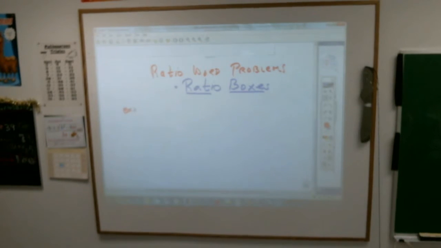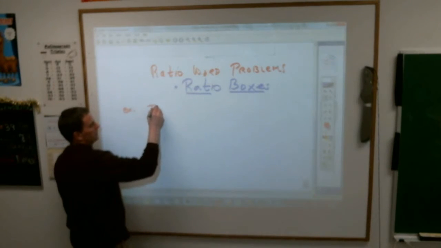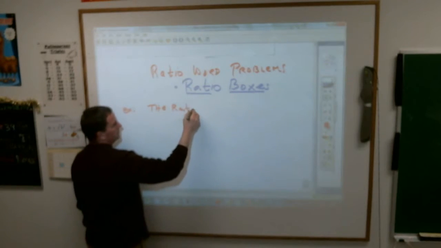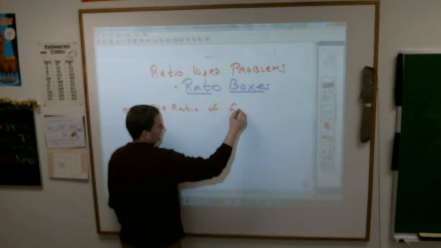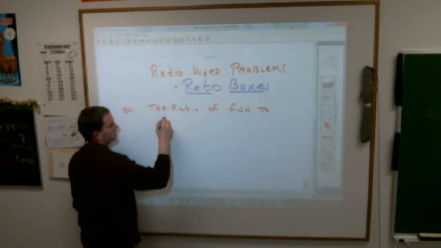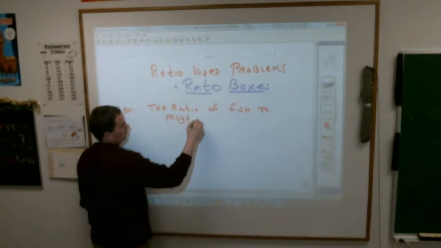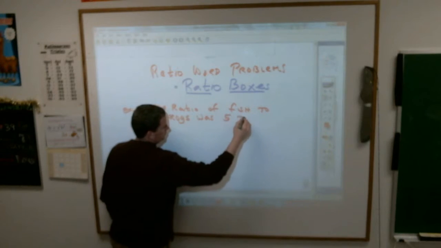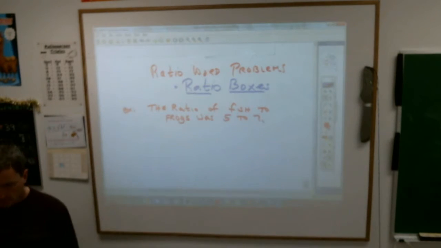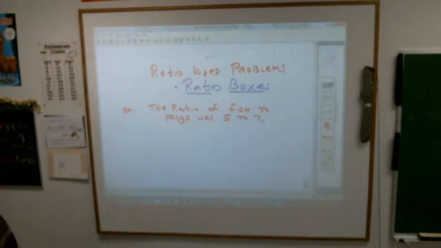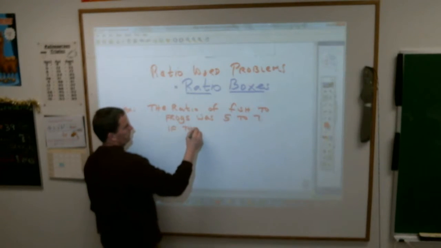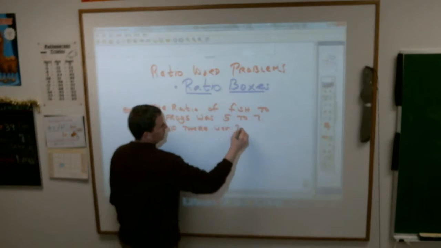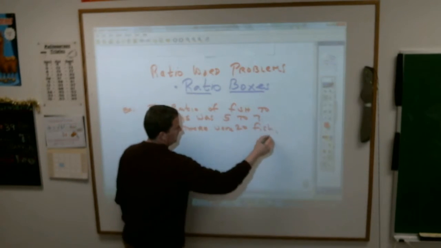Write this down, take a little note. The ratio of fish to frogs was 5 to 7. If there were 20 fish, how many frogs were there?